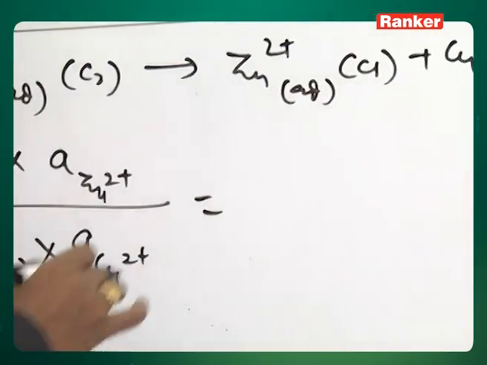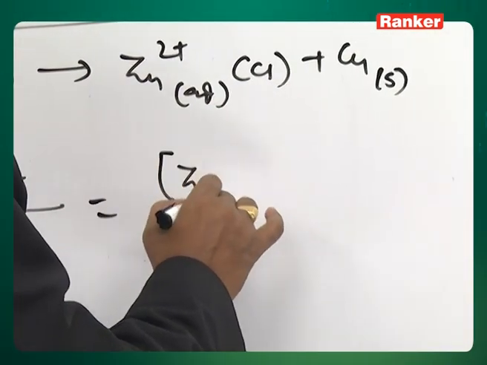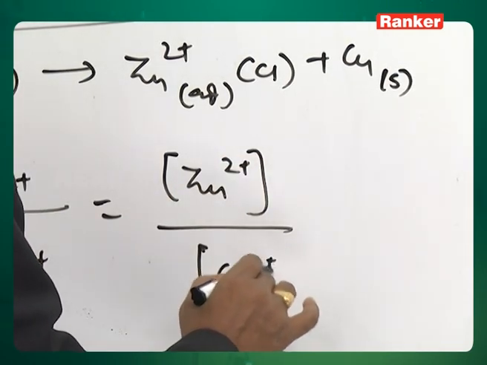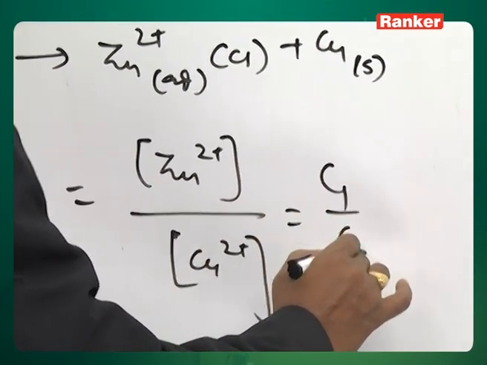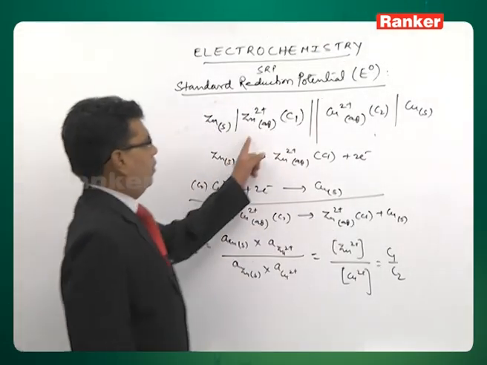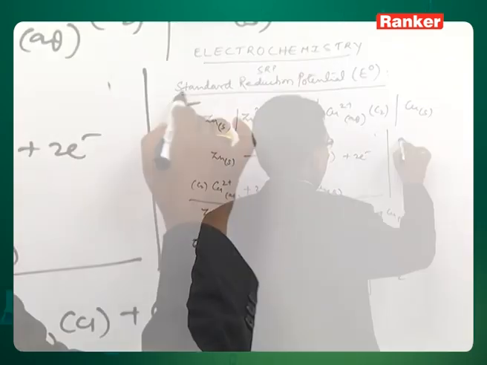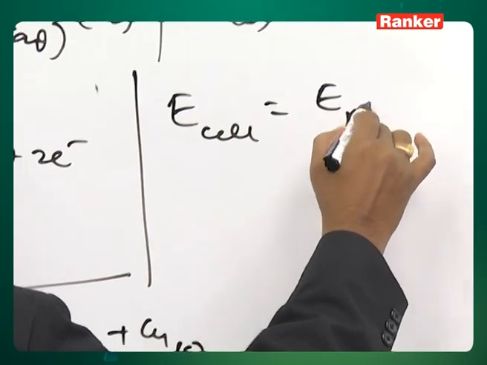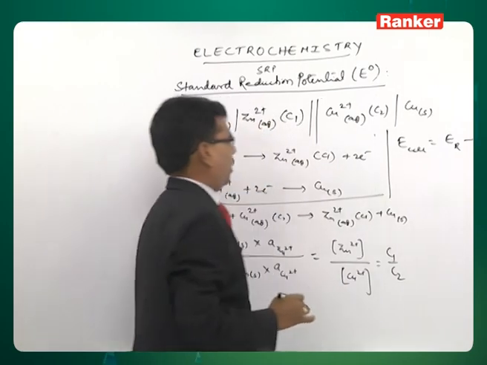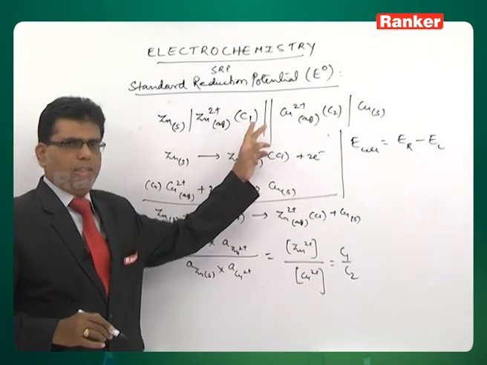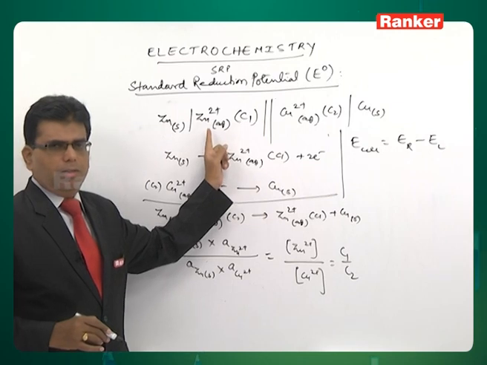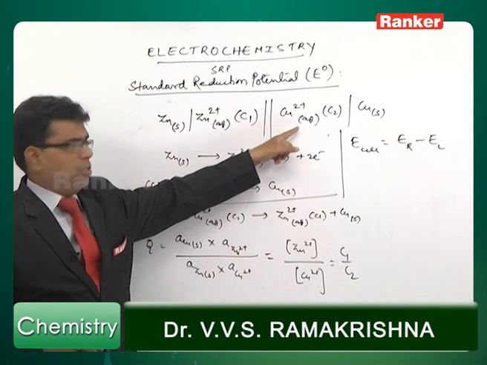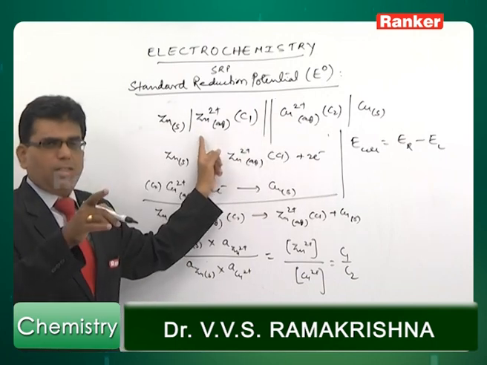The active mass of copper solid is 1, and the zinc ion molar concentration Zn2+ by zinc solid active mass is 1, Cu2+ concentration, which you write as C1 by C2. And overall cell EMF is E cell is equal to E R minus E L. Actually, it is a potential difference, which is nothing but potential of the zinc electrode plus potential of the copper electrode. But here in the copper it is the reduction, in the zinc it is the oxidation.